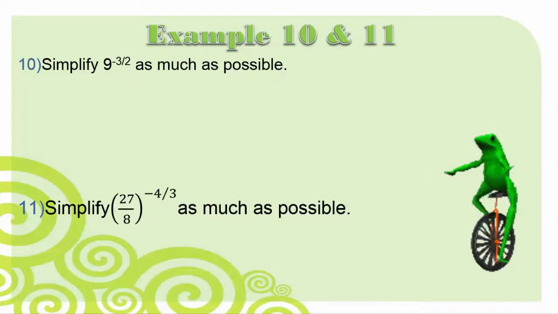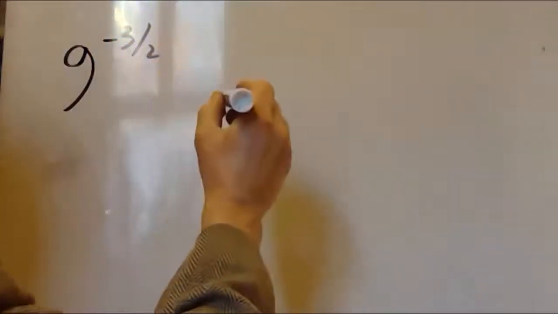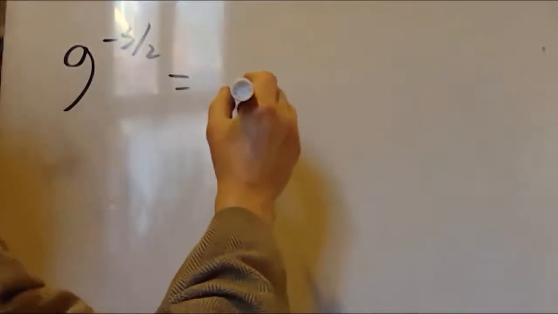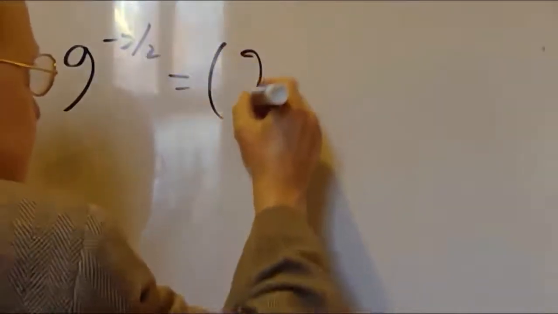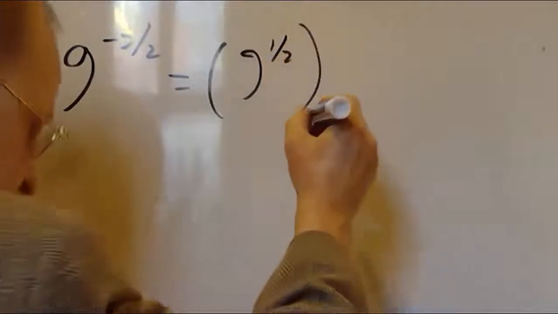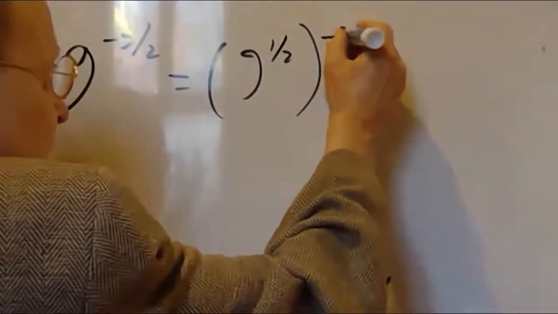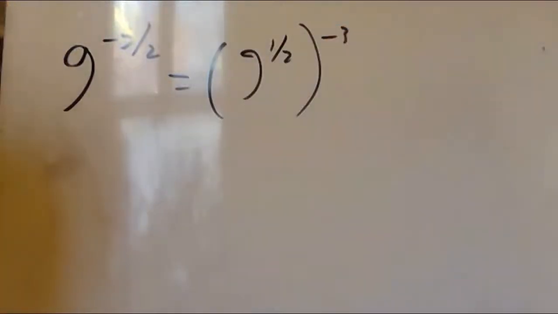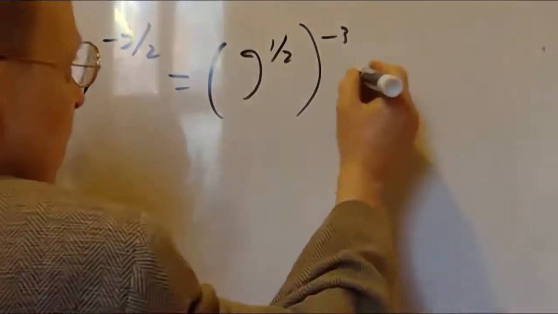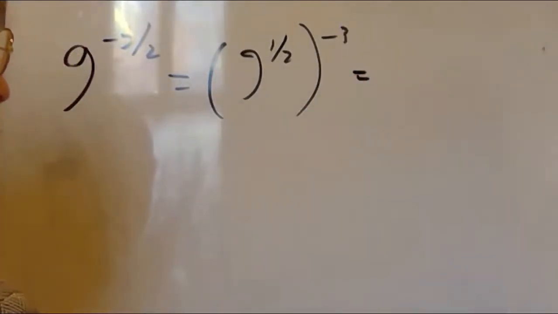In example number 10, we're asked to simplify 9 to the negative 3/2 as much as possible. So let us go over to the whiteboard and see how we deal with a situation like this. To the negative 3/2, and we go about it the same way, where the 9 is to the 1/2, and then we have the negative 3 power. Well, then we go about it using our usual rules.